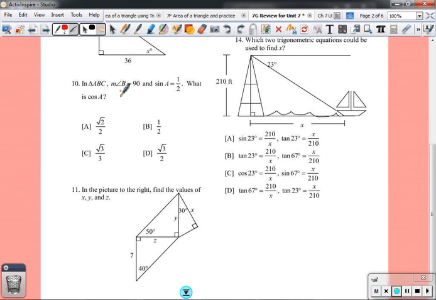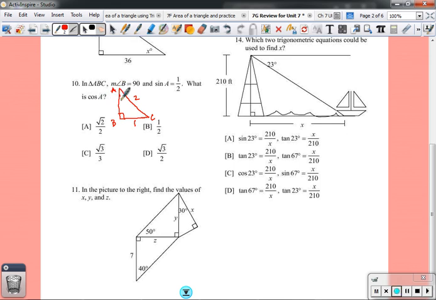Number 10. The measure of angle B is 90, and the sine of angle A is 1 over 2. What is the cosine of A? This looks like a hard problem. It really does. But it's not if you draw it. Okay, so let's draw a picture. So here's my triangle. And then labeling it correctly is a big deal. So B is the 90. So there's B. Here's A. And here's C. It says the sine of A is 1 over 2. Okay, that means that the opposite is 1 and the hypotenuse is 2.